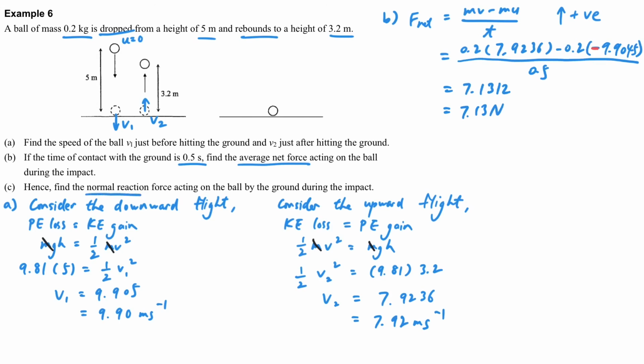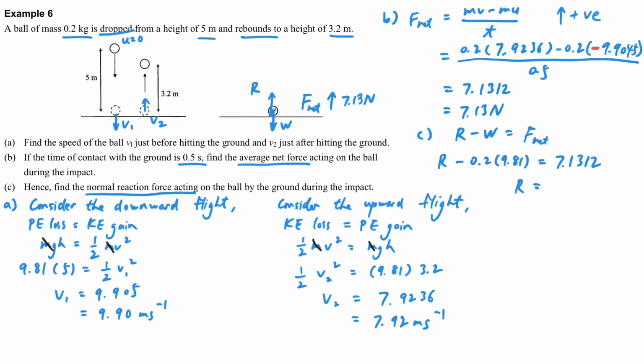Then part C: find the normal reaction force acting on it. Do you have a question in mind? Isn't the normal reaction just equal to 7.13? Surely not, because 7.13 is the F net. The value in part B is just the F net, but here we are looking for R. We know that the ball can go back, so R should be larger than W, so that we have an upward net force. In this way, we can find the normal reaction acting on the ball here.